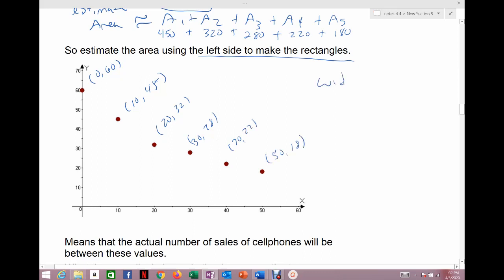Right, so the width is still 10, right? The distance between each of them is 10. That's that change in x. But now I'm going to use the left side. So it means I'm starting over here, right? The left hand, what's called the Riemann sum.